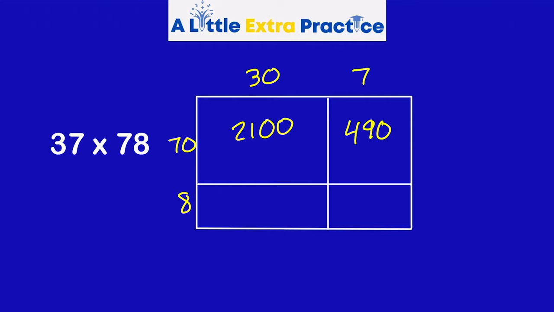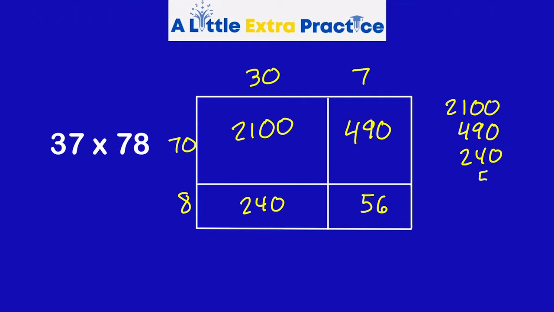3 times 8 is 24. Add the zero. 240. 7 times 8 is 56. Over on the right, taking a look at the partial products, my final step is to add 2,100 plus 490 plus 240 plus 56.